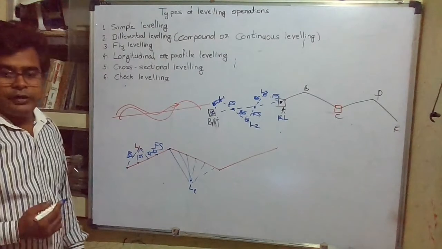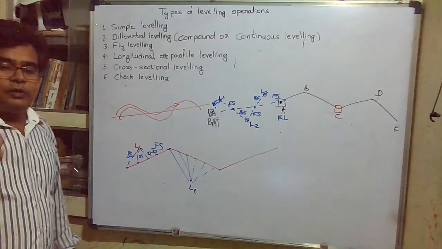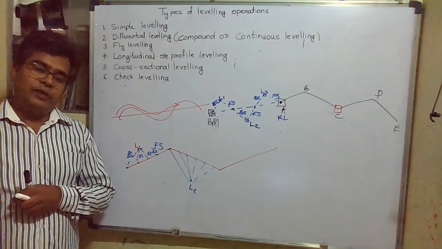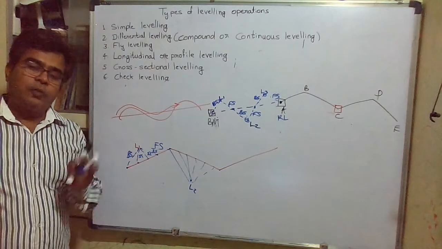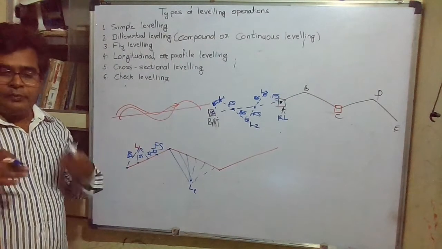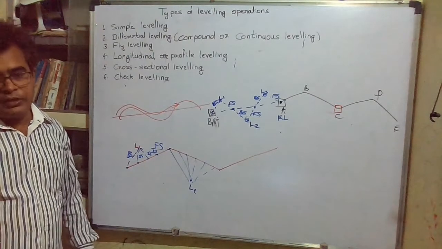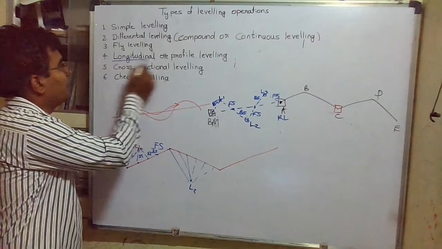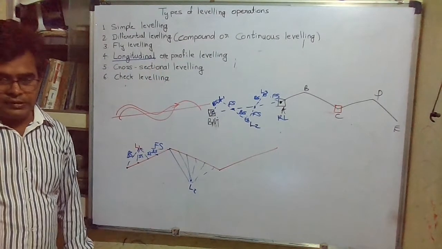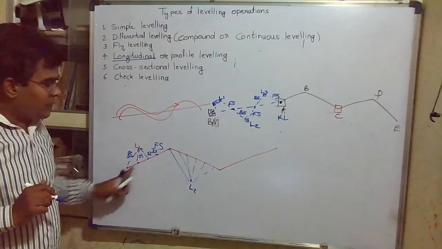Because here we have to find the RL at some regular interval. So by one setup of the instrument, a number of points we can cover, we take a number of readings from a single point. Only if after some readings we are unable to take a reading, then we shift the instrument. So here in longitudinal leveling, we take all readings: intermediate side, foresight, and backside readings. Okay, so what is the need of this?